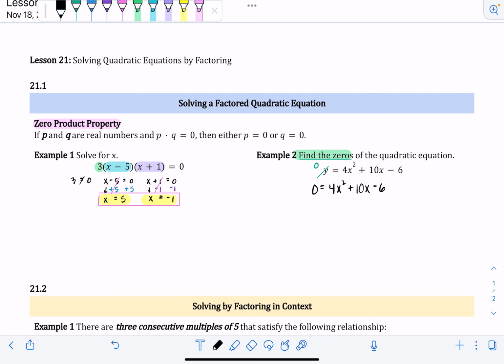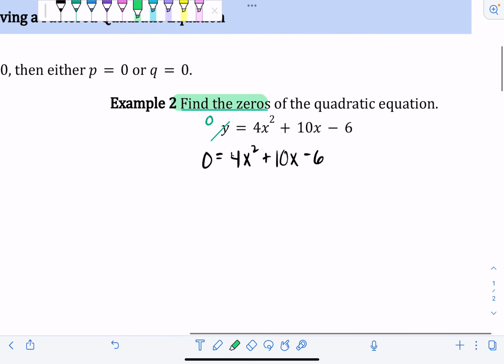Zeros mean where the value of our, it's called a function. We haven't talked about them too much yet, but it's where the value of the function is equal to 0. So that's why we make the value of y equals 0, and then we'll solve for x from there. We talk way more about functions later on in the year. So they just kind of had it thrown in here a little bit, so I wanted to get that vocab going.